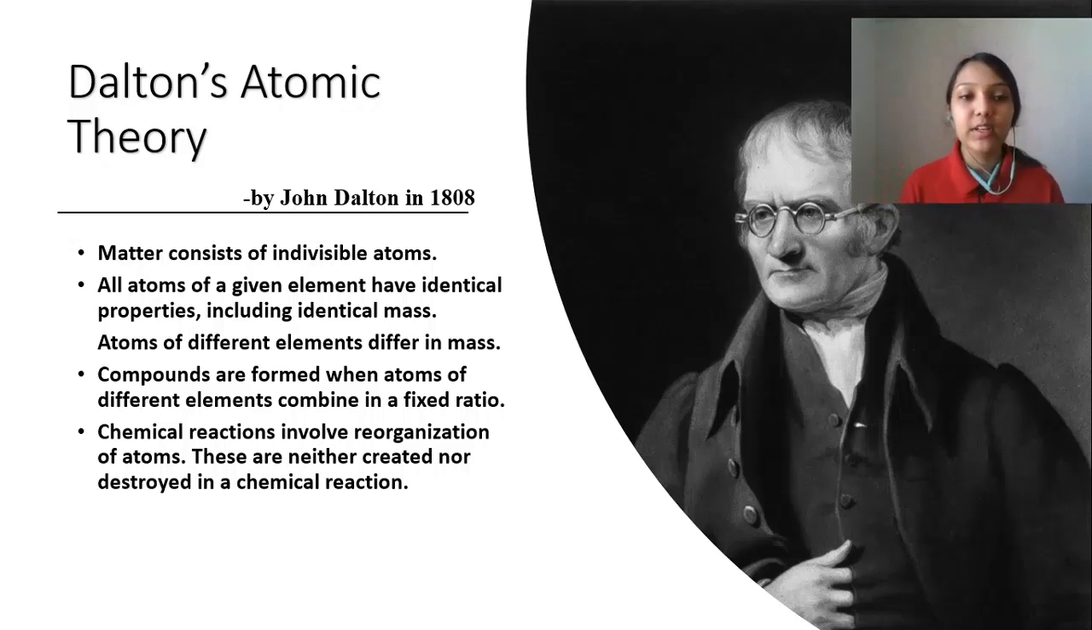Dalton's atomic theory. This was proposed by John Dalton in 1808. Let us go into it one by one. He said that matter consists of indivisible atoms. That is, the atoms of matter can't be divided. And all atoms of a given element are identical. When you take an element, all the atoms of that element are identical, including identical mass as well. And atoms of different elements differ in masses. And compounds are formed when atoms of different elements combine in a fixed ratio. And chemical reactions involve reorganization of matter. That is, atoms are neither created nor destroyed in a chemical reaction.